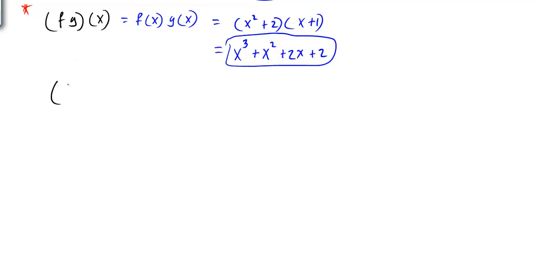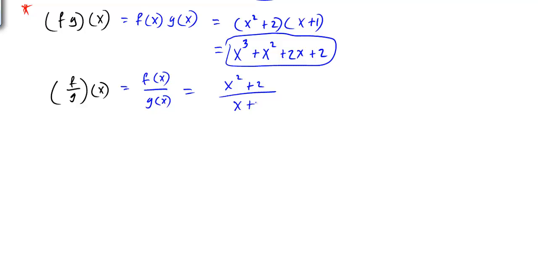And the last one we're going to look at is f divided by g of x, and we could certainly think of that as f of x simply divided by g of x. And our f of x was x squared plus 2. So we're going to take function f divided by function g, which is x plus 1. And really at this point, there's not a whole lot we can do with this, so that would be our answer. Simply x squared plus 2 over x plus 1.